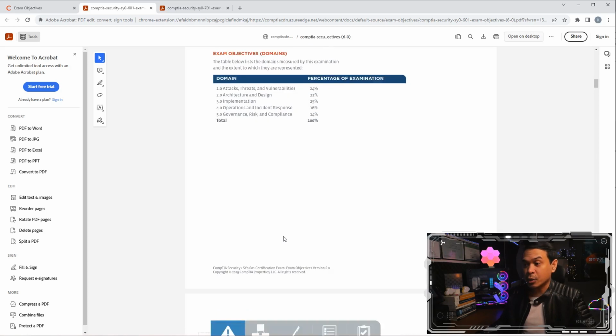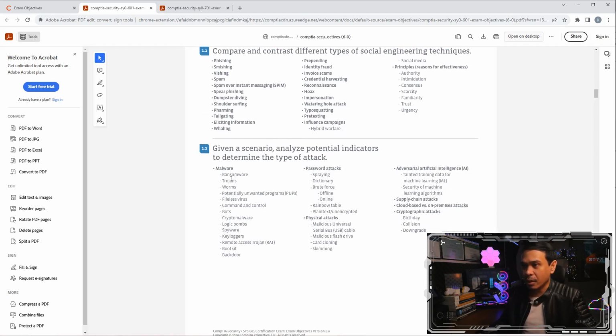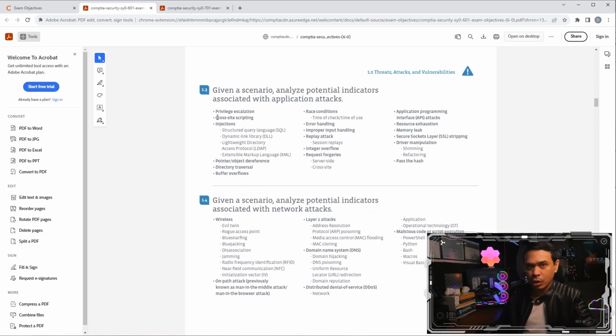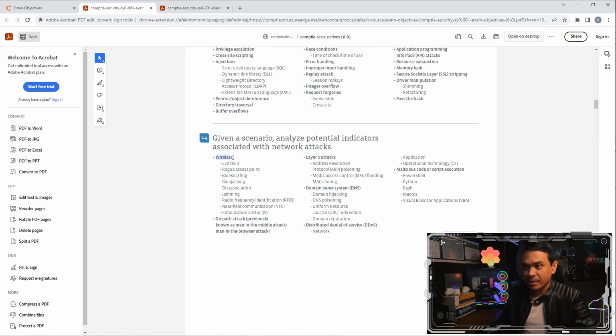Now let's have a little review of these domains. The first domain is attacks, threats and vulnerabilities. This is where many different vulnerabilities and attacks are introduced, from phishing, vishing, pharming, whaling, hoax, and social engineering attacks. Also, different types of malware, password attacks, physical attacks, and many others. These are basic concepts. They talk about what a worm is, what a Trojan is, and the different web application attacks, such as injections and cross-site scripting. Even buffer overflows and directory traversal are introduced here as well. So it's not just web application based, it's also introducing network-based attacks, both wireless and even switching layer 2 attacks.